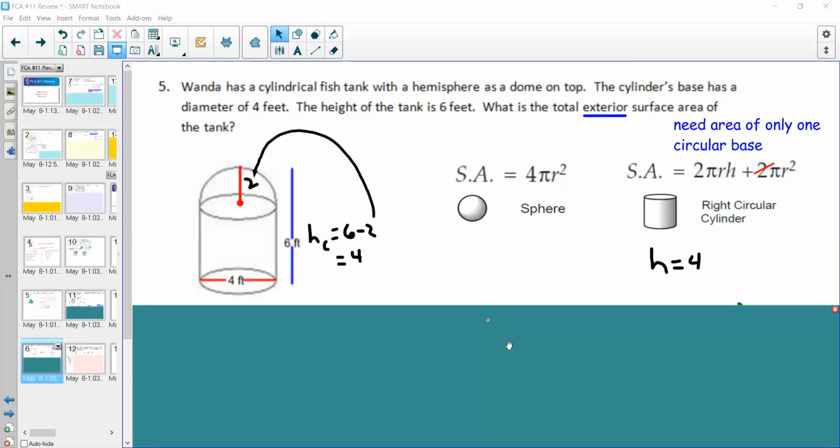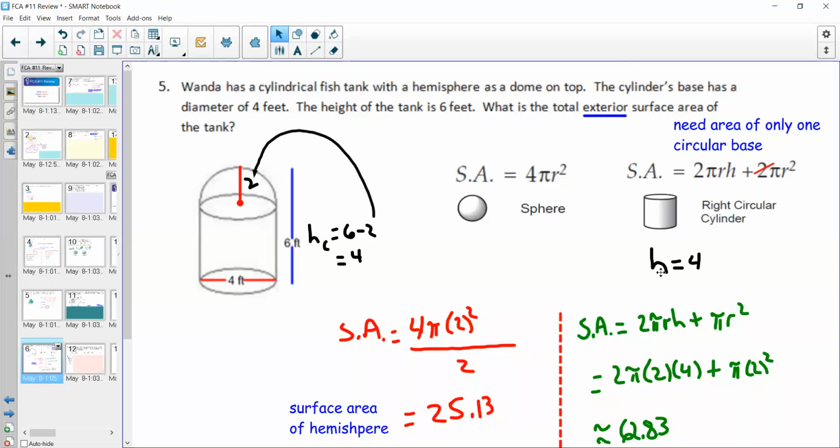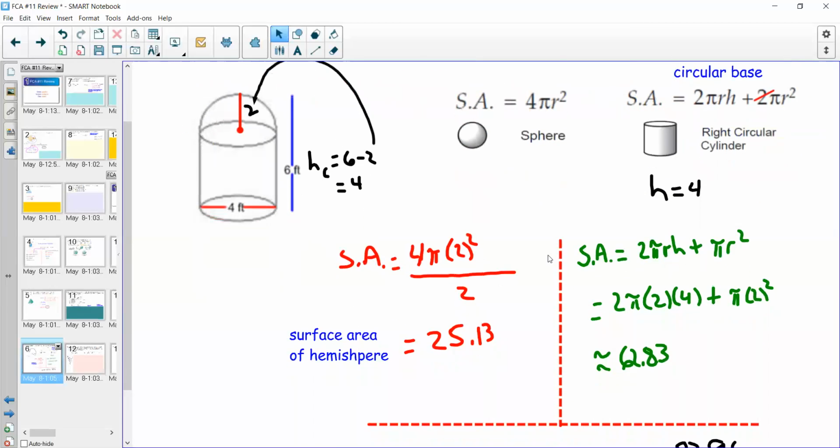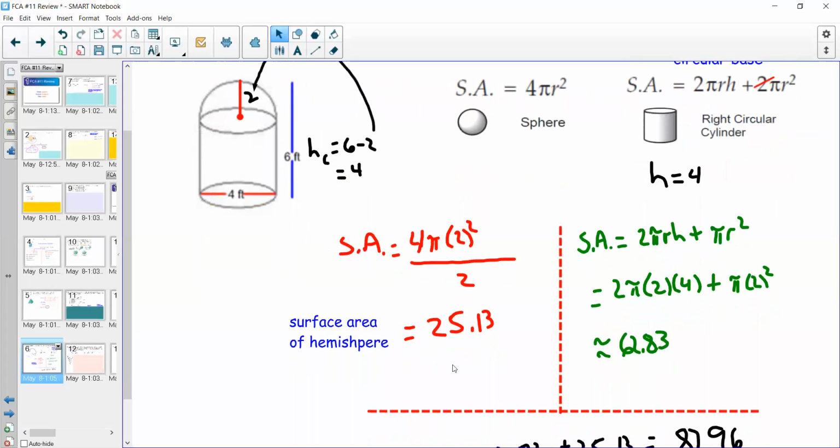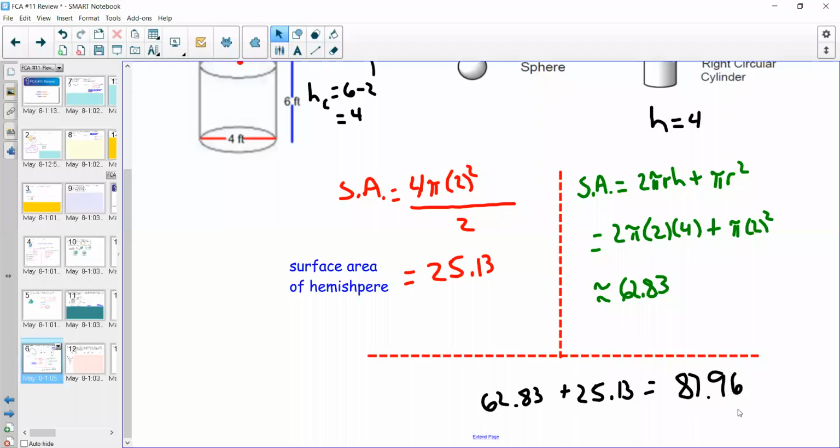Okay, so we are running out of time as far as our free 40 minutes. And so now that we know our values, we can plug them into our formulas. And notice with the surface area of the sphere, I'm dividing that in half because I only have a hemisphere. And so I get the surface area of the hemisphere and the surface area of the cylinder, with the exception of the one circular base, add them together, and I get 87.96 square feet.